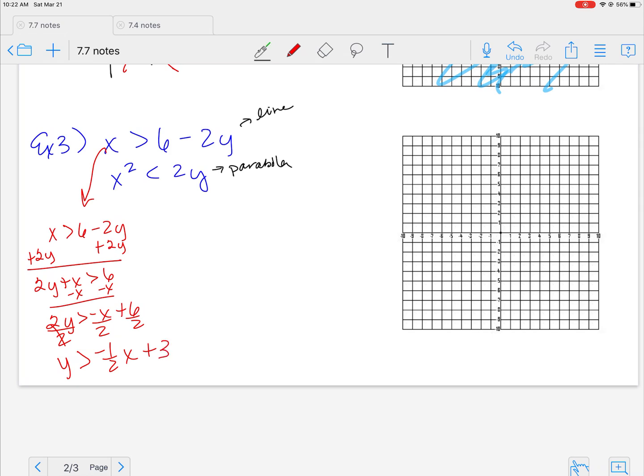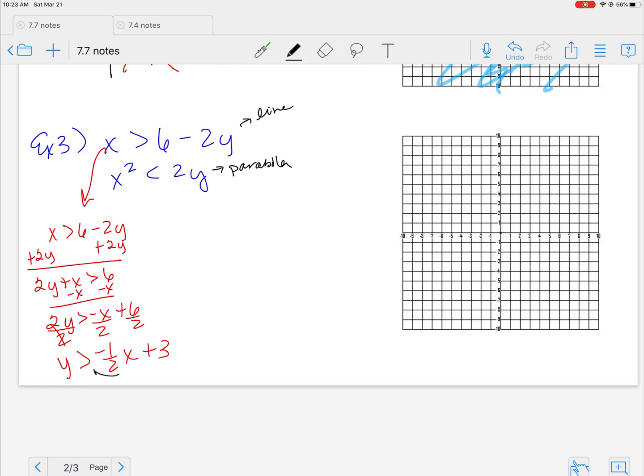If I would have kept my negative 2y over here, that would have been fine. You could have subtracted 6, but look what happens. Anytime you have this negative symbol with an inequality, you're going to have to flip the sign anyway. So you might as well just move this over and make it positive. It's back to that number sense that we talk about all the time.